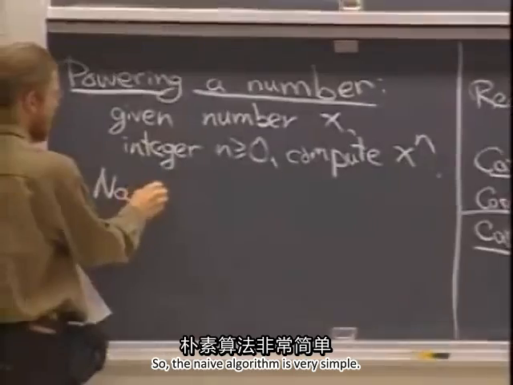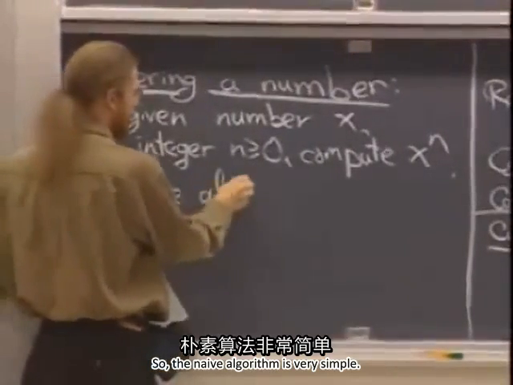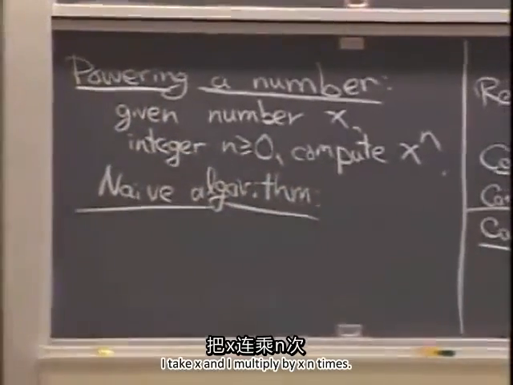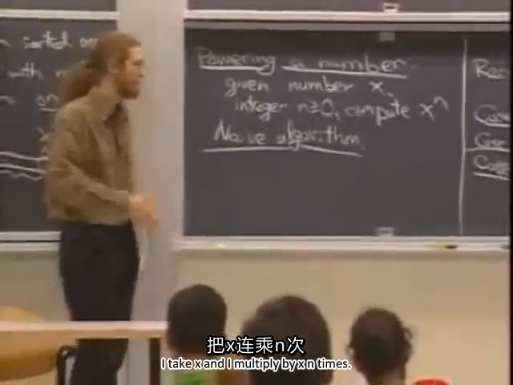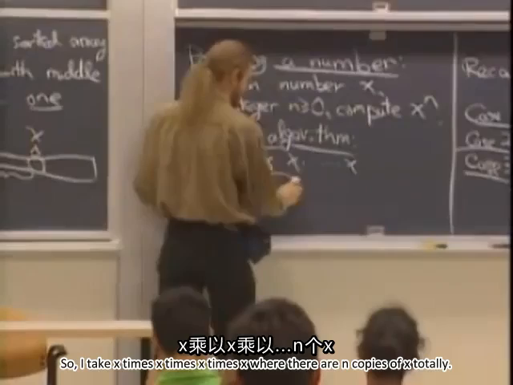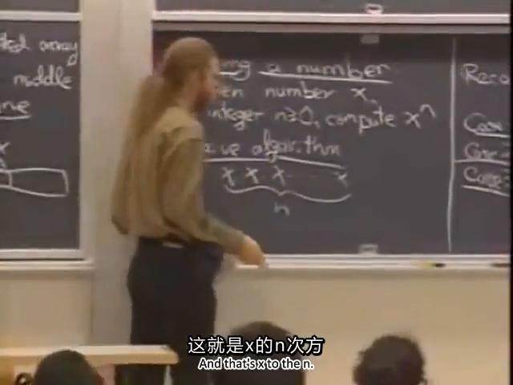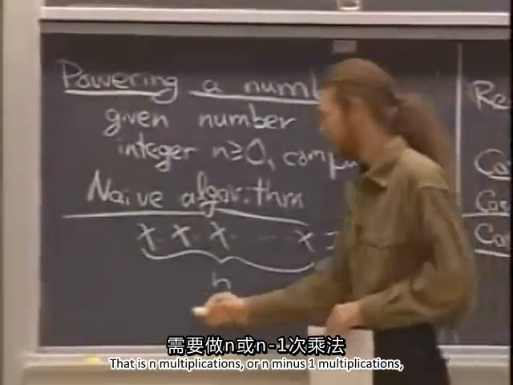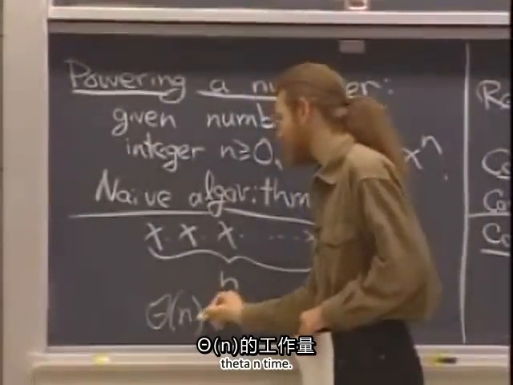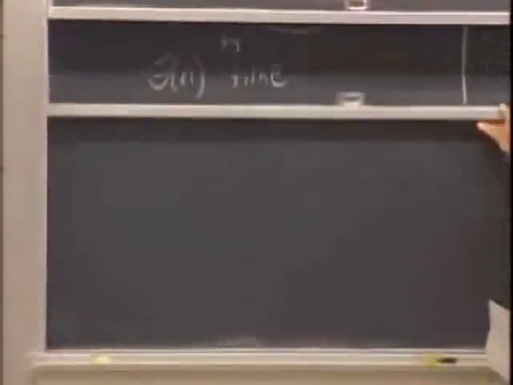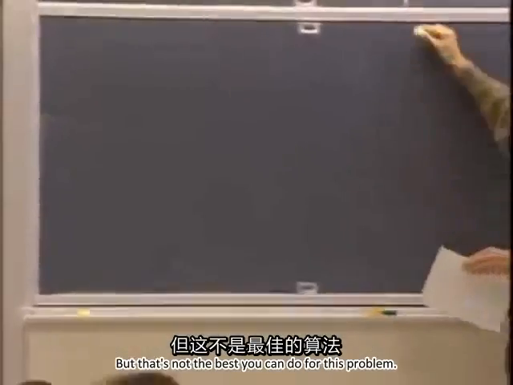So the naive algorithm is very simple. How do you compute x to the power n? Well, the definition of x to the power n is I take x and I multiply by x n times. So I take x times x times x times x, where there are n copies of x total. And that's x to the n. No big surprise. That's n multiplications, or n minus 1 multiplications, theta n time. But that's not the best you can do for this problem.